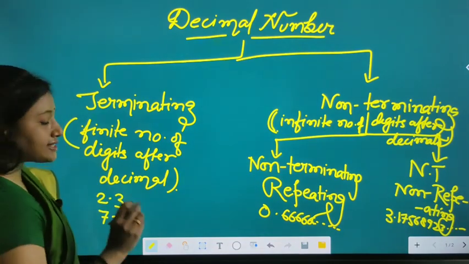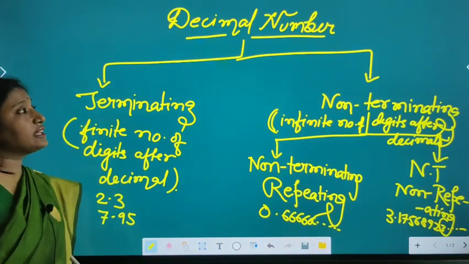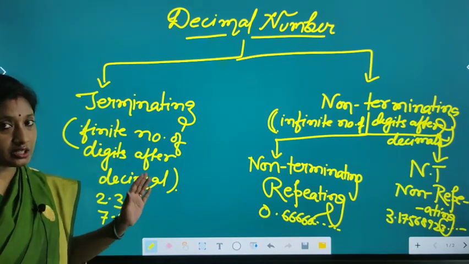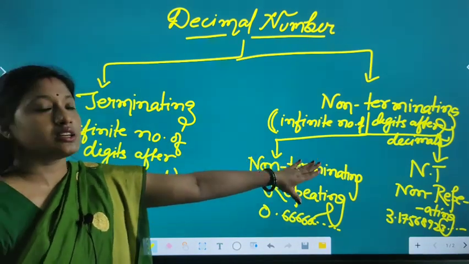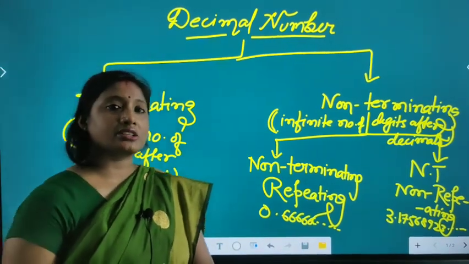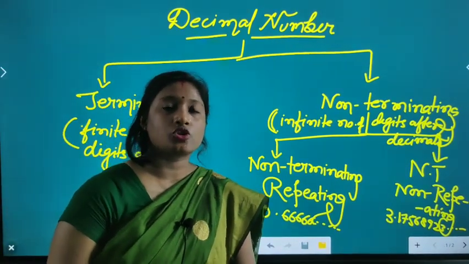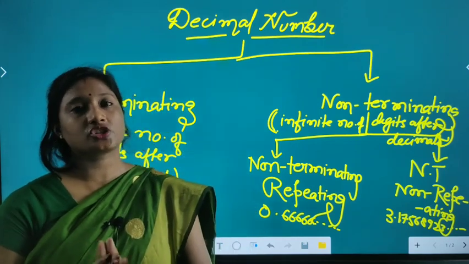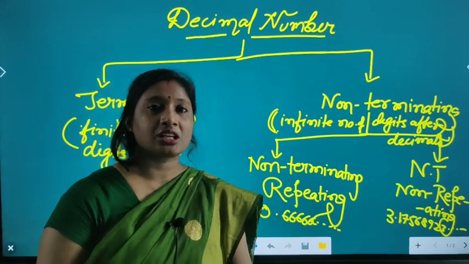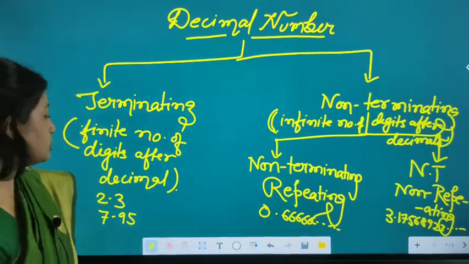Okay. Next, let us come to the topic of without actual division. Here we have just divided it, showing that this will be terminating and this will be non-terminating. If the question arises that without actual division, you have to classify whether the rational number comes under the category of terminating or non-terminating, then what will you do? Just look at here.